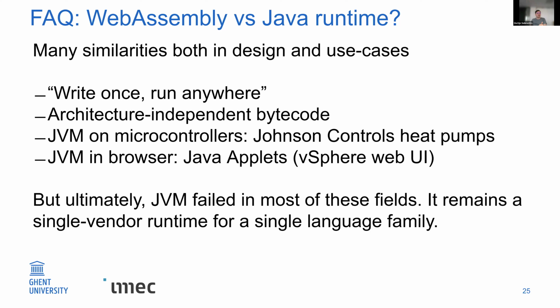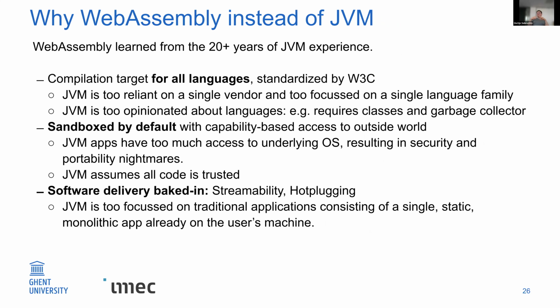Ultimately, the JVM currently is just used as a single vendor runtime for a single family of languages. Java, Scala, and a couple of other languages in that family. This is in order to not have the same fate for WebAssembly. WebAssembly made a couple of different choices, basically learning from JVM's mistakes.